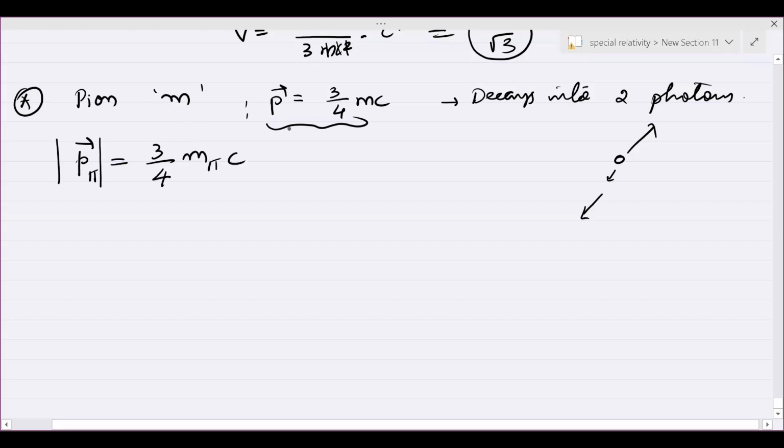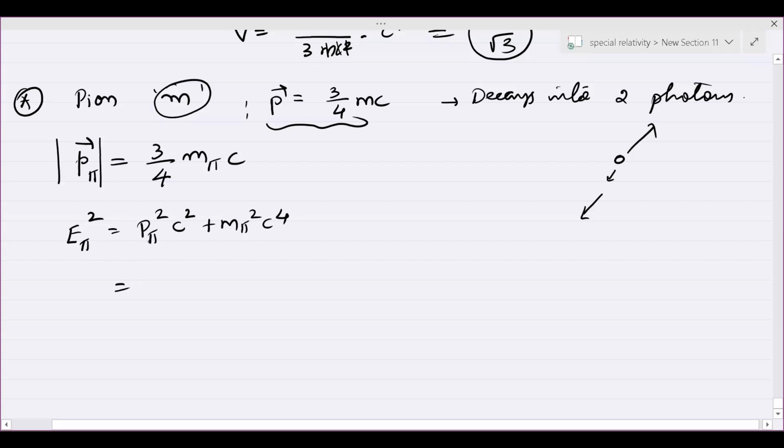This is a given thing. And the mass is also given. So we are given the momentum, and we know the mass. What do we do? We need to find the energy. Once the momentum is given, you can find the energy in an easy way because we know this very useful relation: E pi square is equal to p pi square c square plus m pi square c raised to 4.